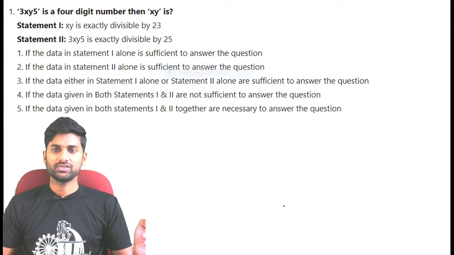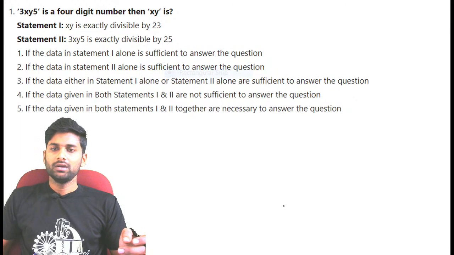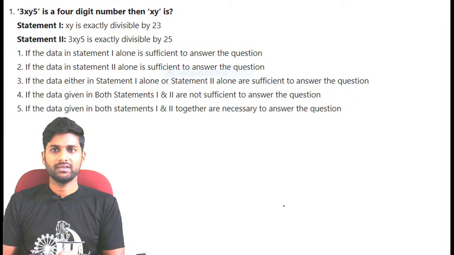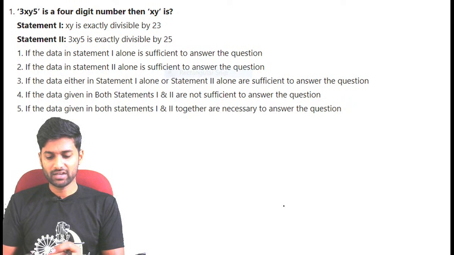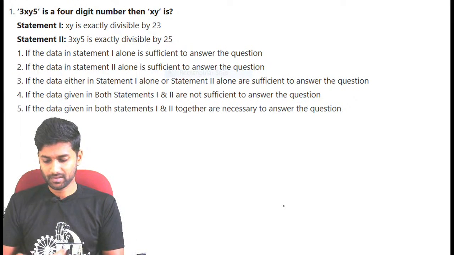Here is the question. We need to identify which data is sufficient to get the answer. So we need to find the resultant, guys. Now see the information. 3xy5 is a 4-digit number. What is the value of xy? So we need to identify that xy value. If you want the xy value, which data is sufficient to get it?